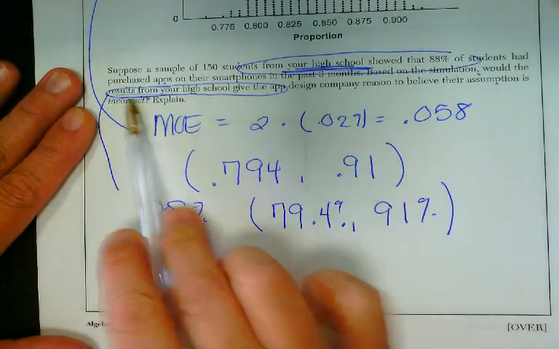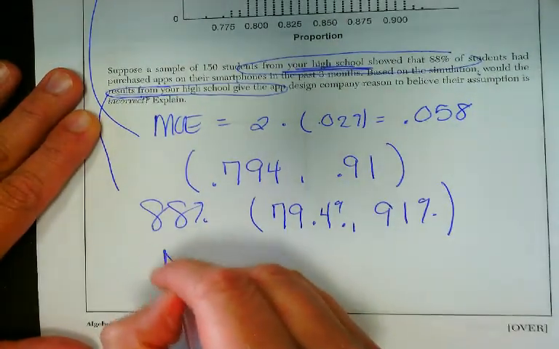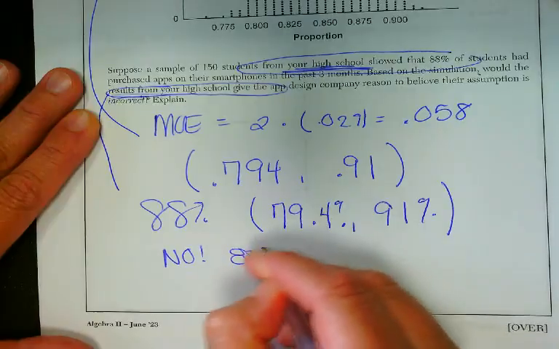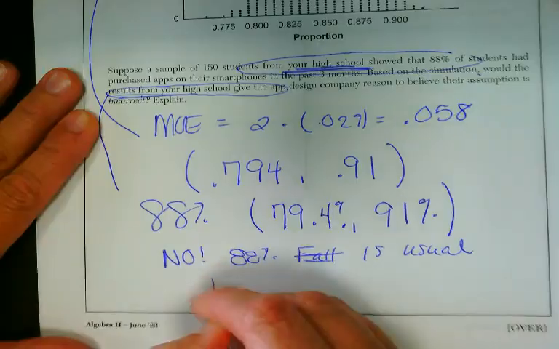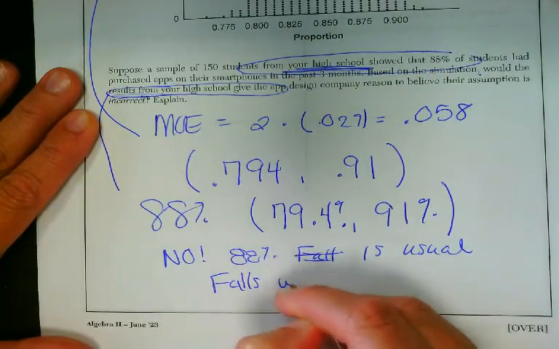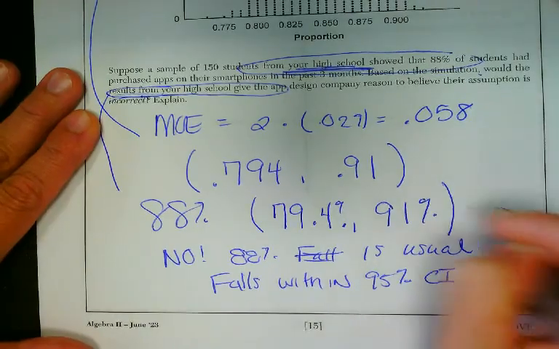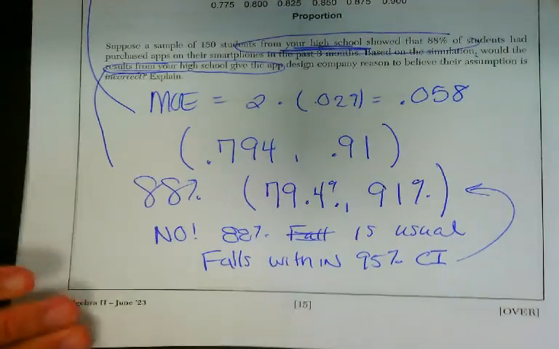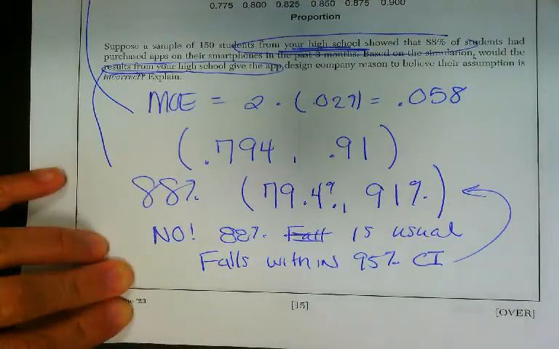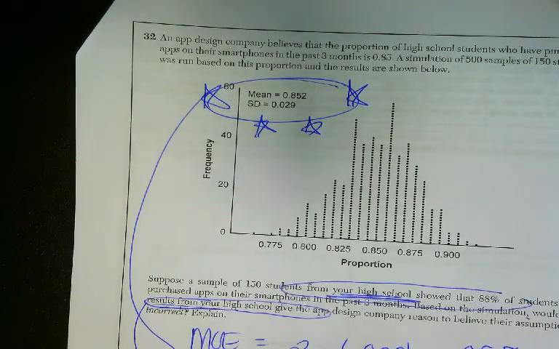Okay. So would the results from our school give the design company reason to believe their assumption was incorrect? No. 88% falls within, I could say is usual, boring, falls within the 95% confidence interval that I've listed. So I feel like these types of questions are pretty obvious. They're going to give you that mean and standard deviation, and your mind should be going to a margin of error before I can answer any questions. Very different from those norm CDF questions.